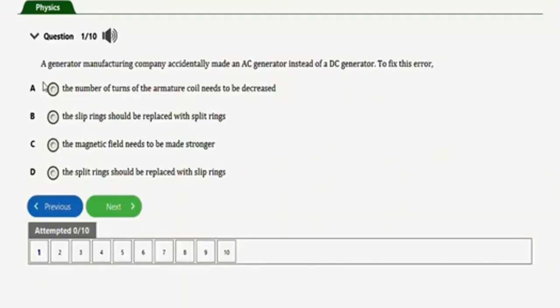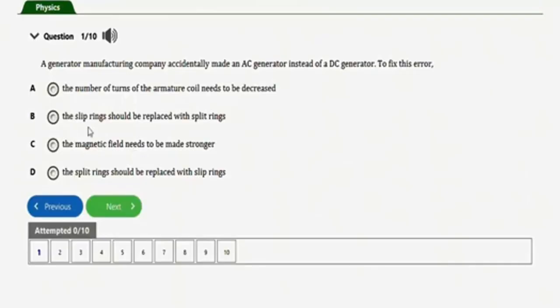It says, a generator manufacturing company accidentally made an AC generator instead of a DC generator. To fix this error, the number of turns of the armature coil needs to be decreased. The slip rings should be replaced with a split ring. The magnetic field needs to be made stronger. The split ring should be replaced with a slip ring. So guys, the correct option in this question is option B, which is the slip rings should be replaced with split rings. Alright, so take note of this particular question.